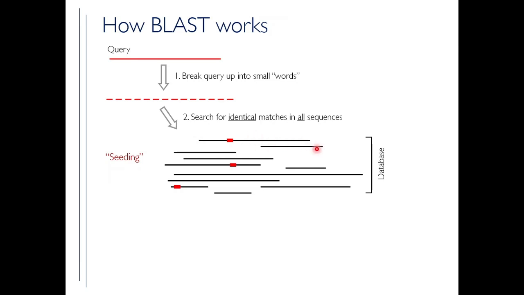So those sequences are represented by the black line. These are the sequences that are within our database, and it will search for identical parts or chunks, and it will line them up with each little bit of seed sequence.